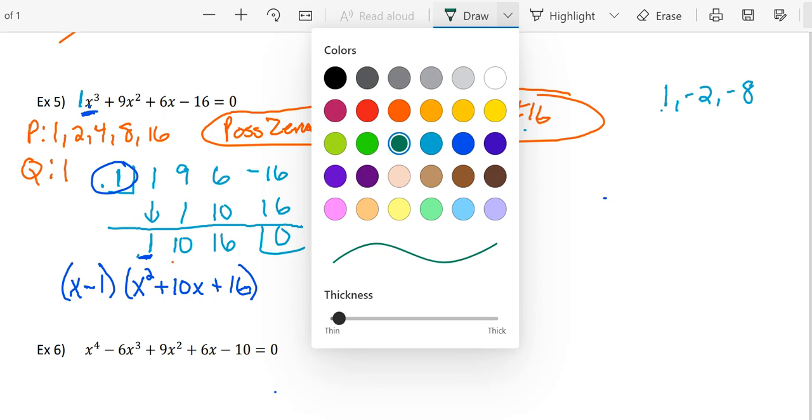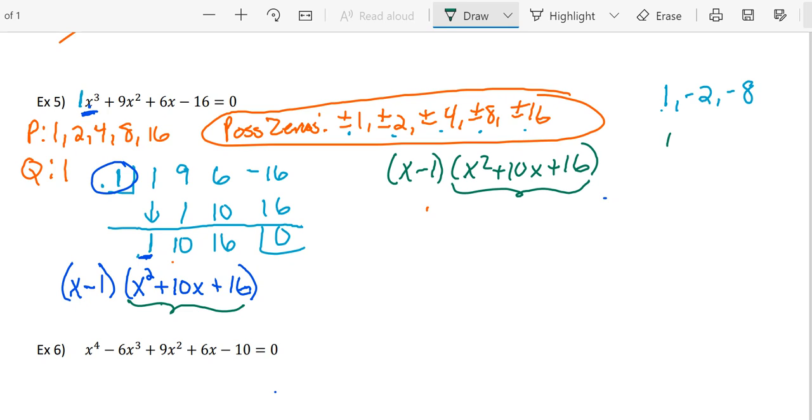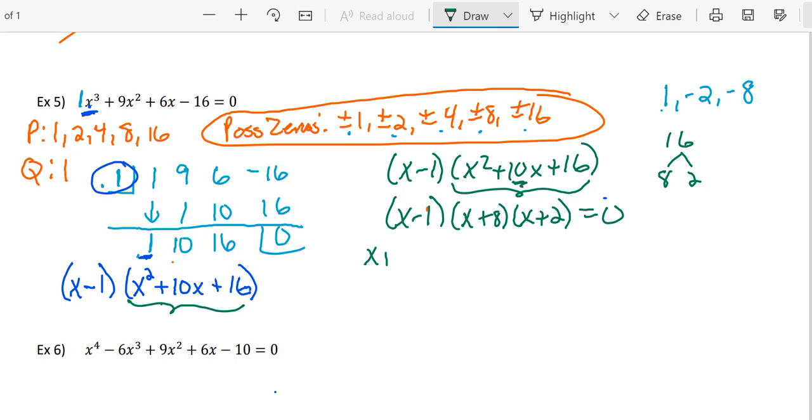So now I'm going to keep going. I could technically use the quadratic formula and stop, but I can still factor this. I'm just going to move it over here, guys, just so I have more space. Hopefully everyone realizes that this is still factorable. 16 has factors of 8 and 2. That gives us 10. So this is going to be x minus 1, and then x plus 8, x plus 2. And then I would solve it. x minus 1 equals 0.